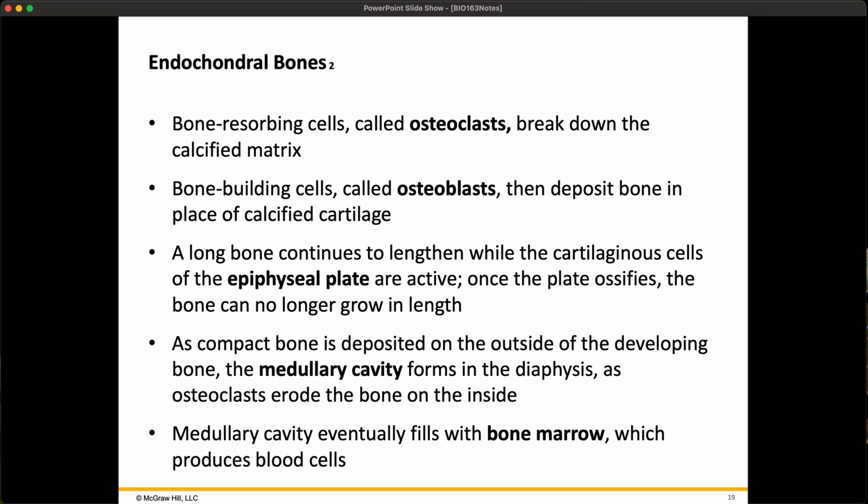So essentially the osteoclasts along the diaphysis are eating away bone from the inside, but then you have osteoblasts on the outside depositing more calcified bone. So it's still keeping it in balance, and that's how it's supposed to be. As it breaks down, it also is maintaining the bone density if the clasts and blasts are balanced. Eventually that medullary cavity fills with bone marrow and produces those bone cells.